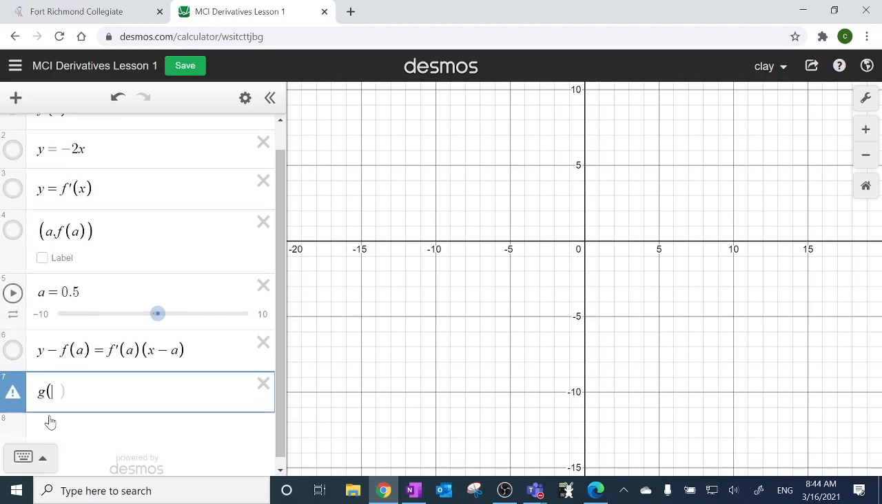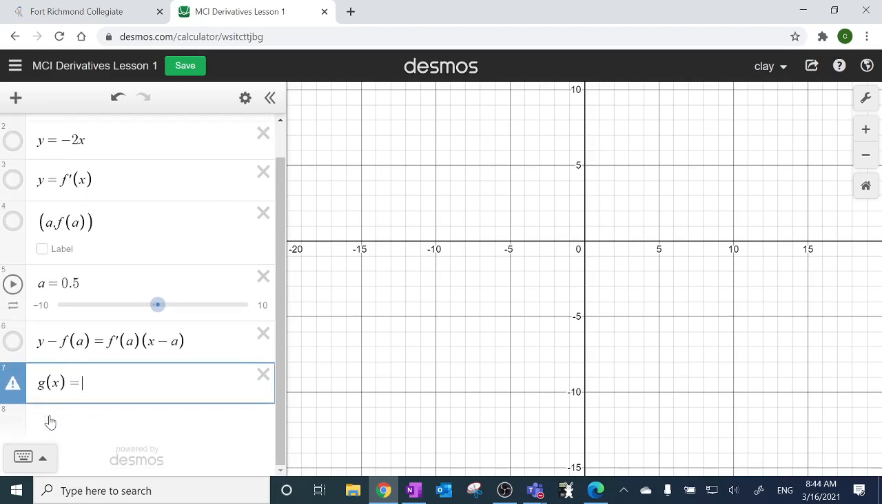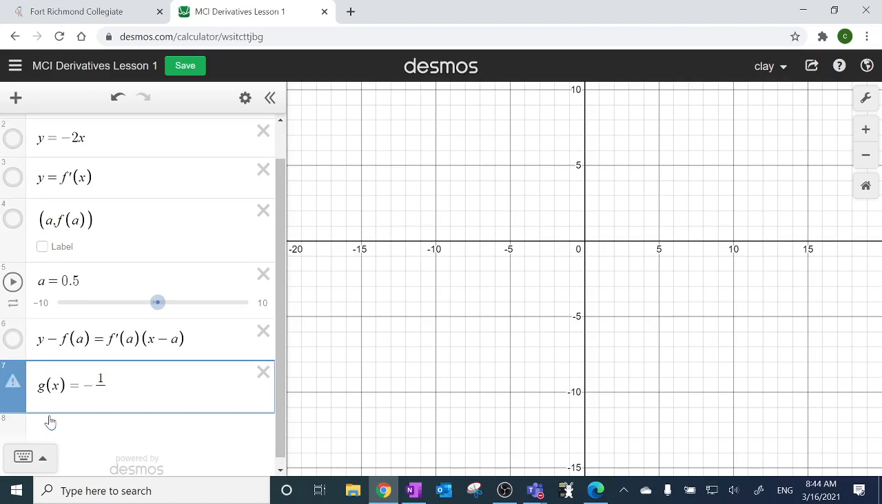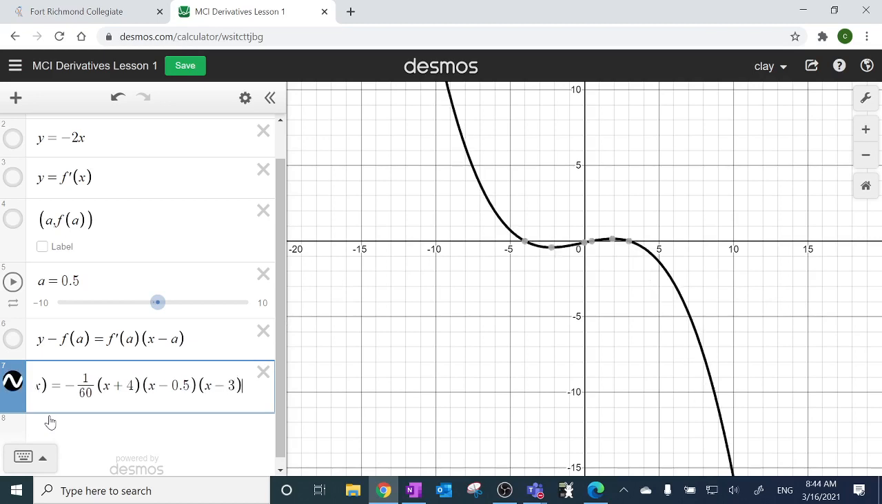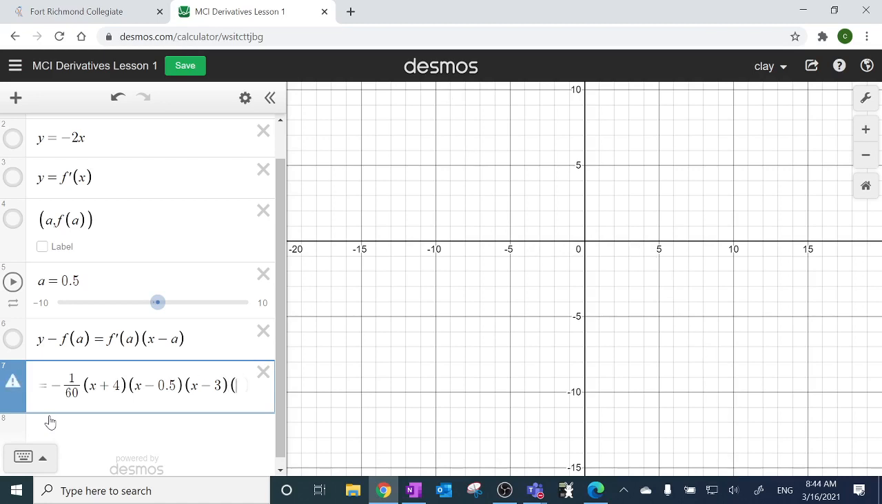G of x. Okay, so what did I say it was? I said it was -1/60th. And then I said it was, what was it? X plus 4. Thank you. Your memory's better than mine. And then I had, was it x minus 1/2? All the rest of the factors are negatives, right? Because they're all to the right of the y-axis. So x minus, what was the next one? 3? And then what did I say the last one was? X minus 5?